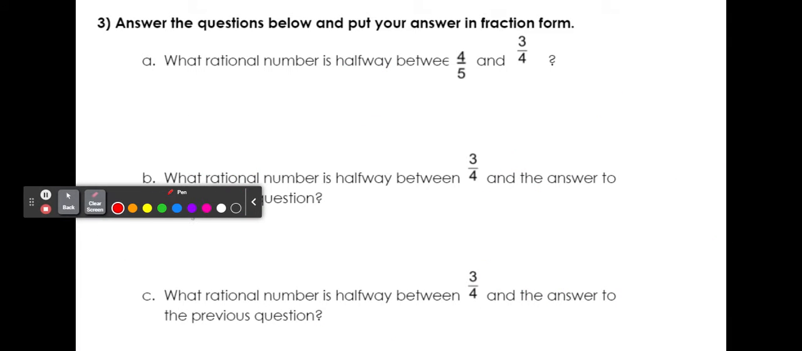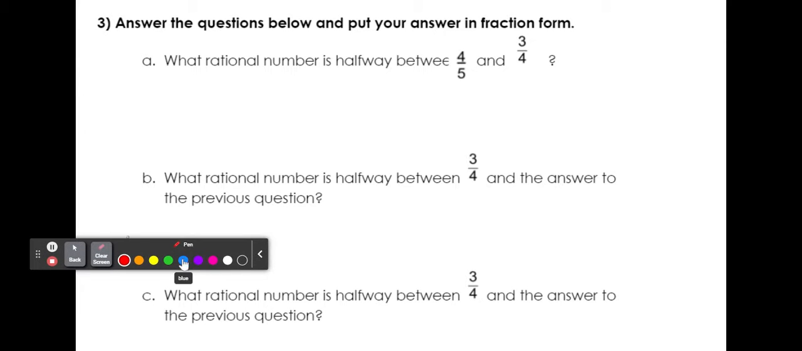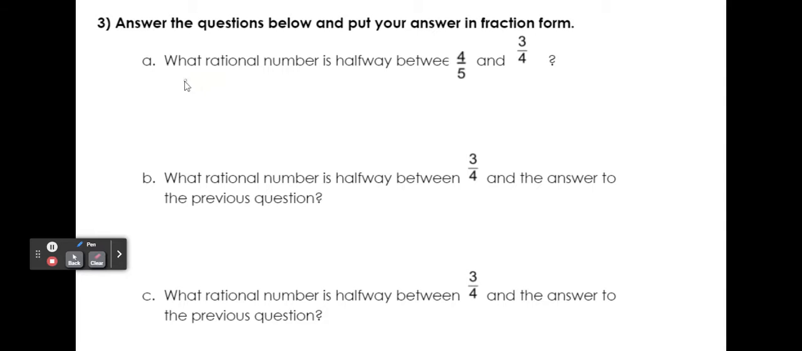All right. Density property. So this one is asking what is between two numbers. What rational number is halfway between 4/5 and 3/4? So there were 2 different strategies we learned about in class. I thought the easiest one was when we add those 2 up and divide by 2. Whatever this answer is, we're going to divide it by 2.